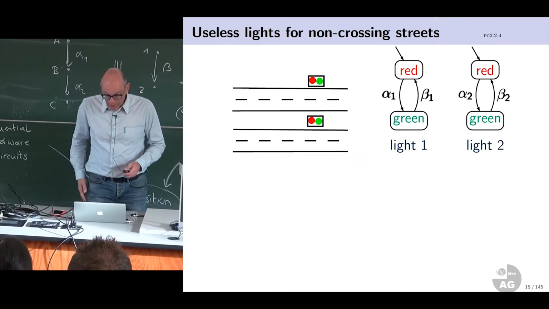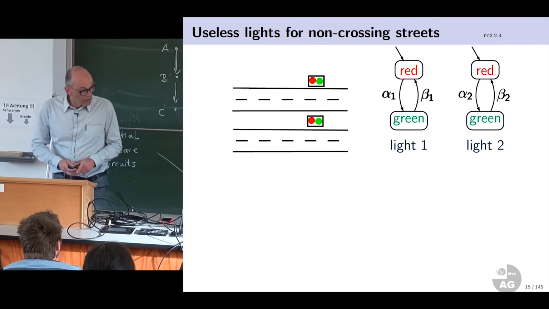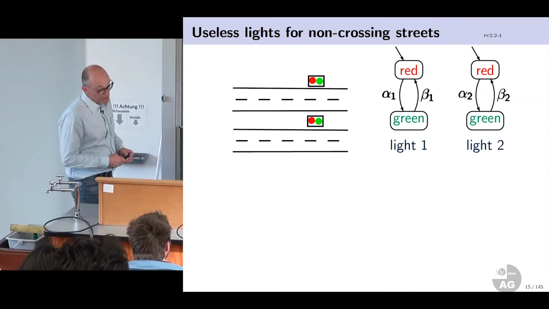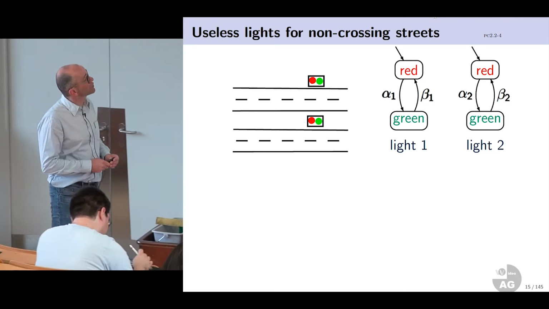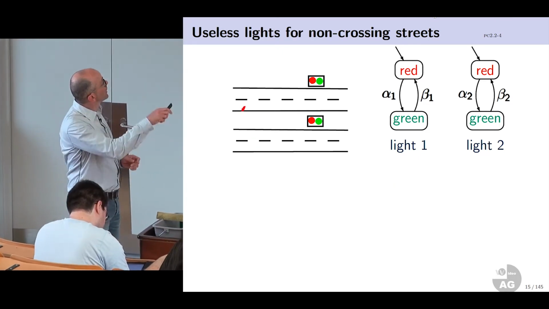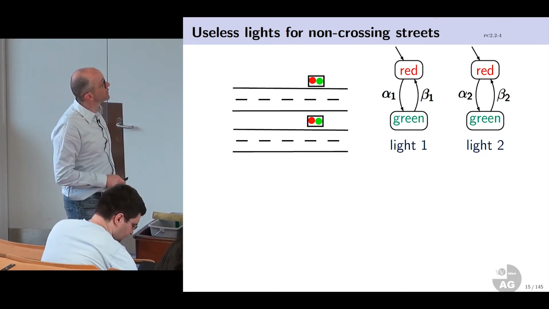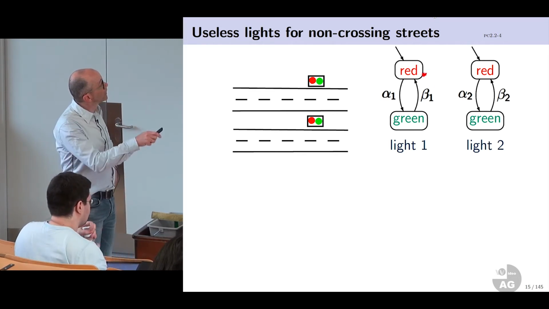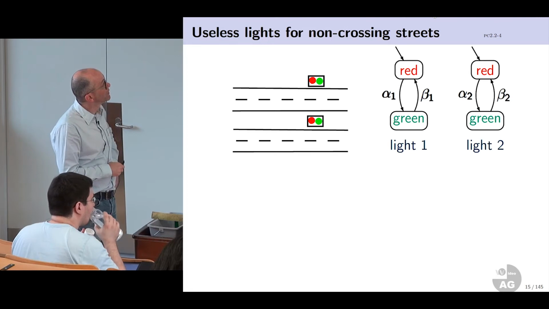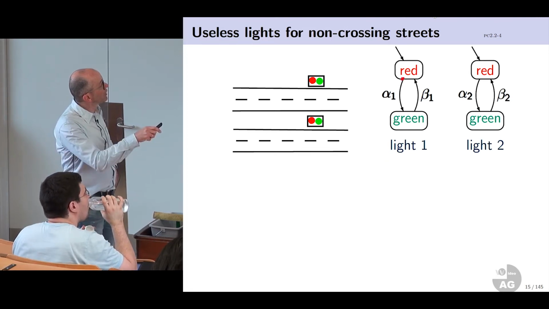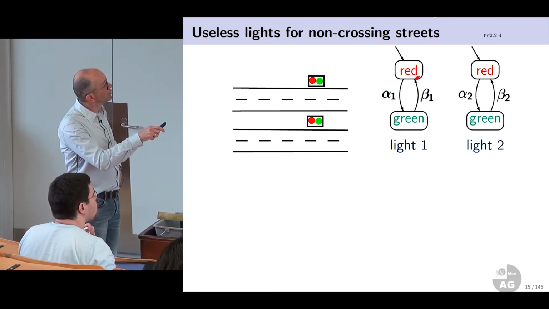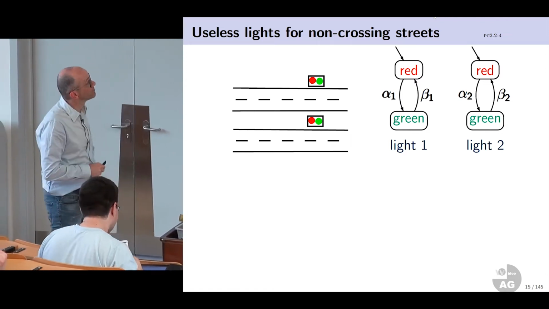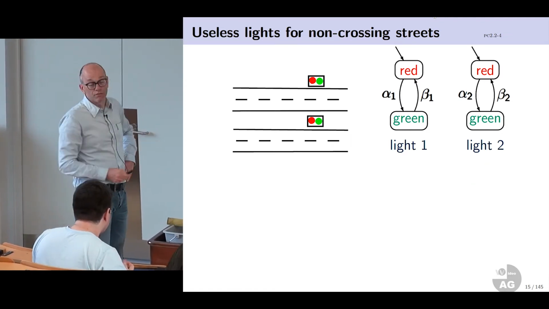Good. So here is a very simple example. It's called useless lights for a non-crossing street. So suppose we have just two streets, we have two traffic lights. The two traffic lights are very simple. So light 1 has just two states, red and green. It can move via action alpha 1 to green, and it can move via action beta 1 back. And similarly, we have light 2.